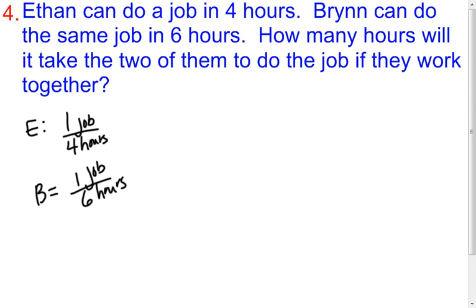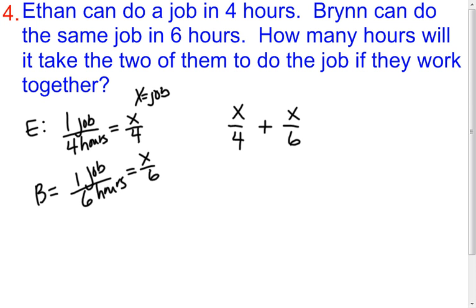Now, I don't know what that job is, so I'm going to call that job x. Okay, so here's what this is going to look like. For Ethan, he can do that one job in 4 hours. For Bryn, she can do that one job in 6 hours. And they are going to do that job together. So basically Ethan plus Bryn has to equal the one job. Okay, that's what that's going to look like.